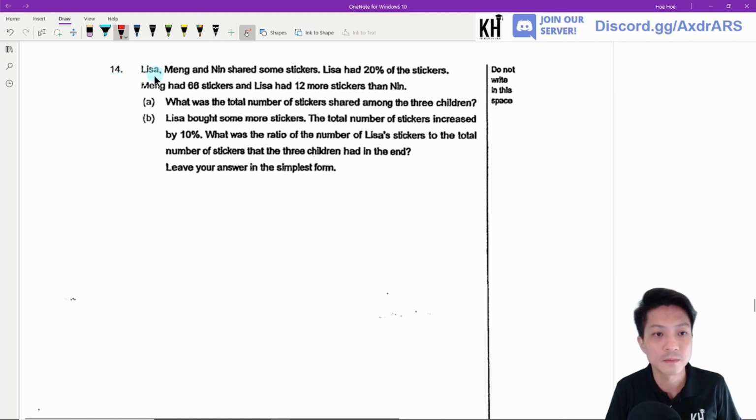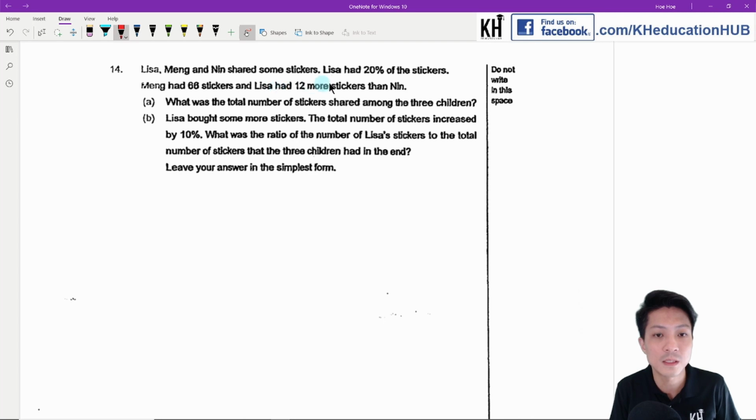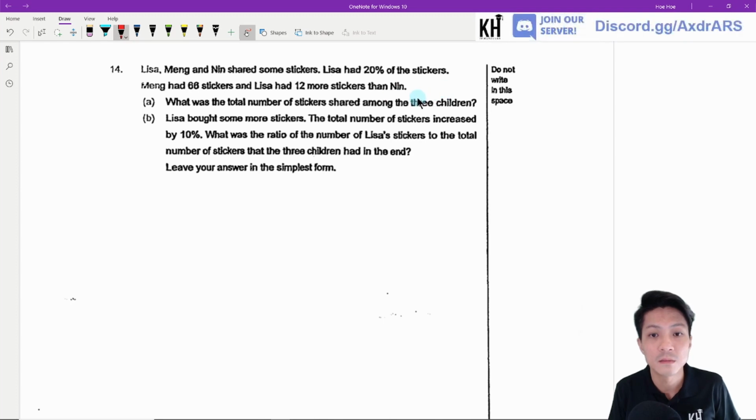Okay, question 14. Lisa, Ming, and Nin shared some stickers. Lisa had 20% of the stickers. Ming had 66 stickers. And Lisa had 12 more stickers than Nin.